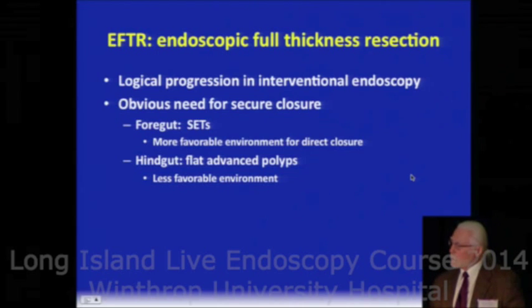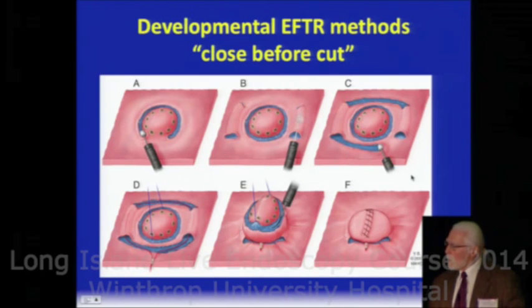In the hindgut, especially the rectosigmoid, it's a less favorable environment. You could either be within the mesentery, in which case there's a little more time on your hands to close up the opening. Otherwise, you're in the free peritoneum, and that's where a lot of people have taken a look around, seen the liver and the spleen. And so it's a less favorable environment, and needs definitely a secure closure. We're working on this in our developmental animal lab.